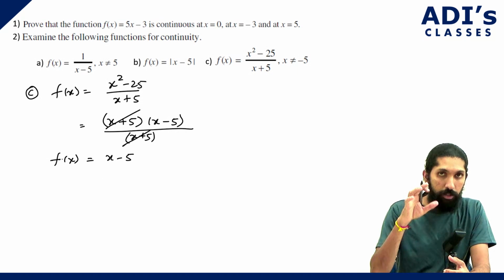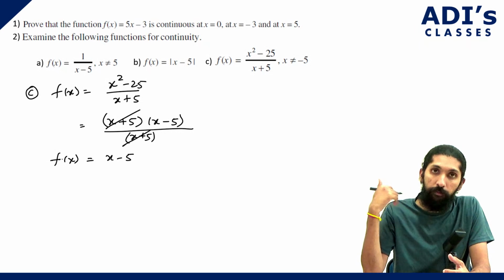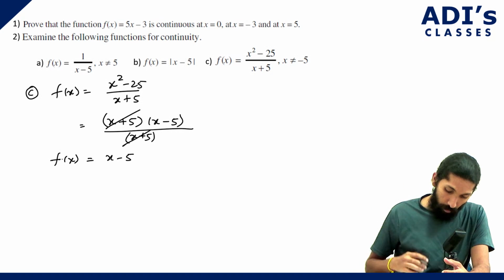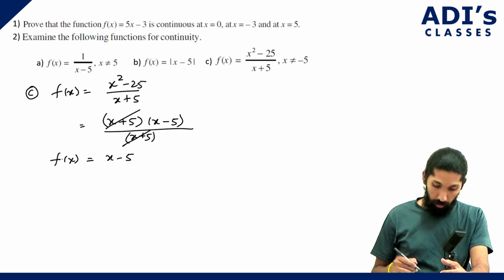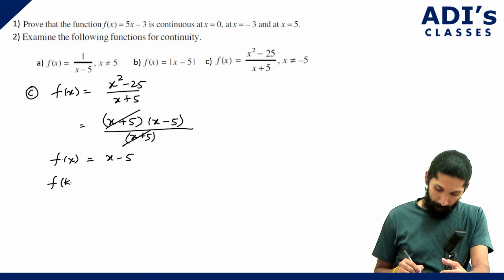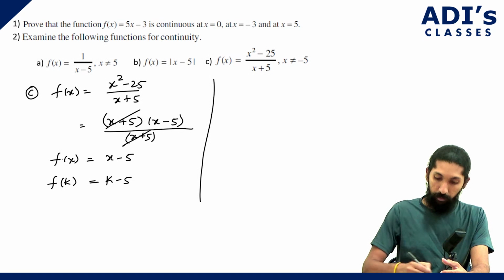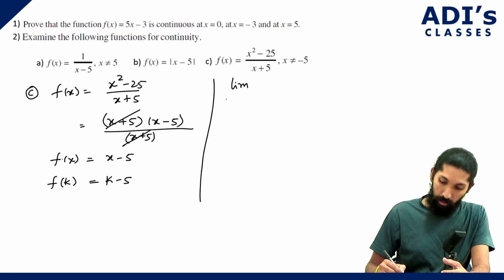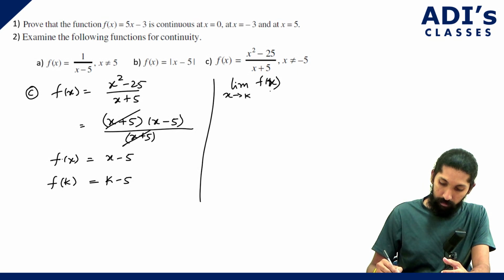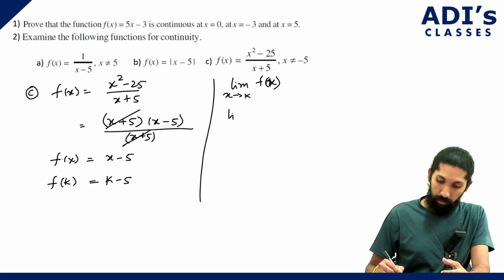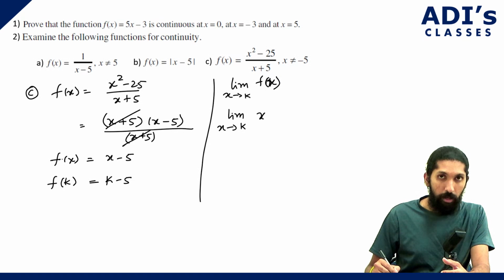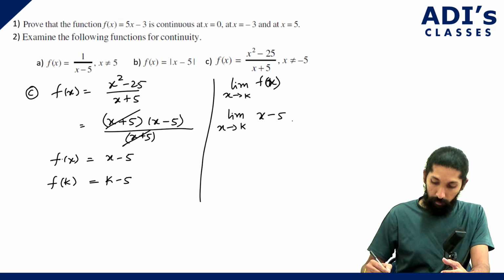Guys, we did not change the function, but we simplified the function, isn't it? Since we simplified the function, now what do we do? f of k is k minus 5, isn't it? Then what we do? We take the limit. So for the limit, limit as x tending to k, f of x. So this becomes limit as x tending to k, we just have x minus 5. And this value is going to be k minus 5.